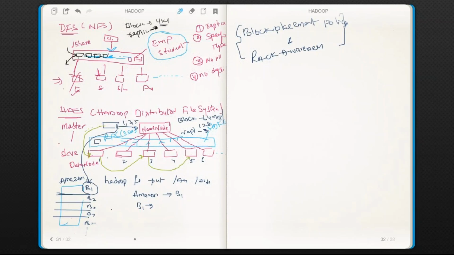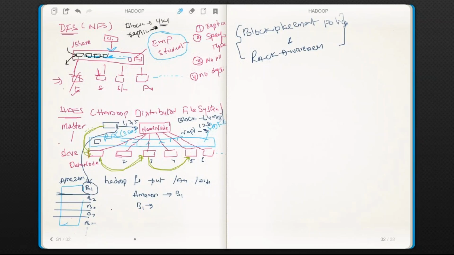I'm repeating: once it receives the IP addresses from the name node, the client will connect to data node 1, and data nodes are already connected internally. Data node 1 will talk to data node 3, and data node 3 will talk to data node 5, because they want to store the data in 3 machines: the first, third and fifth machines.